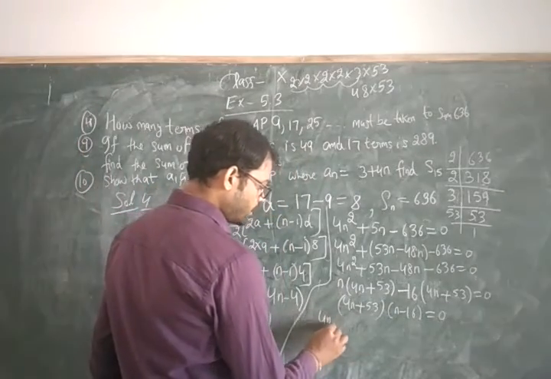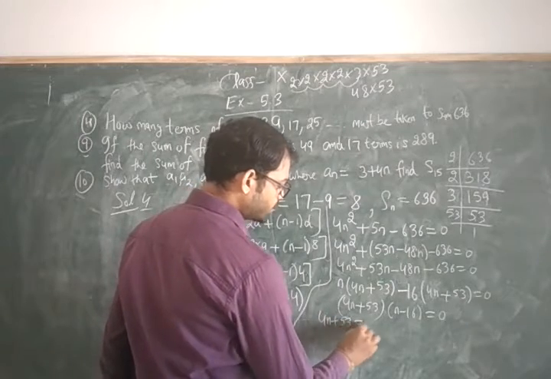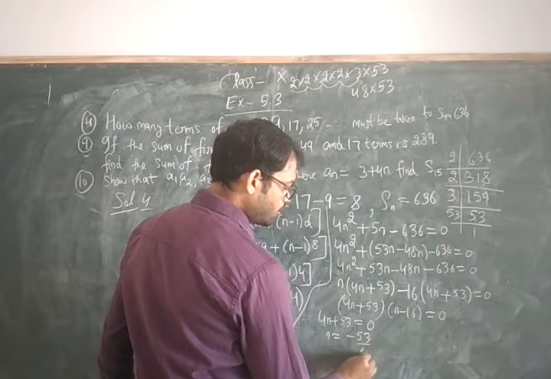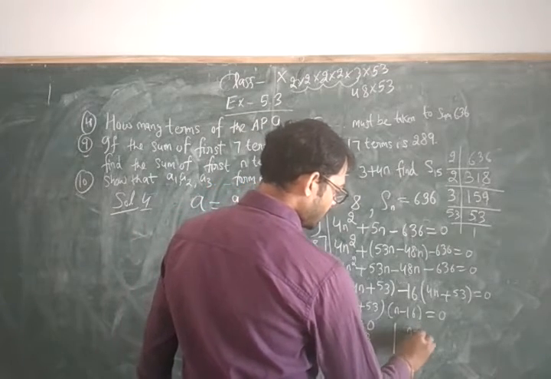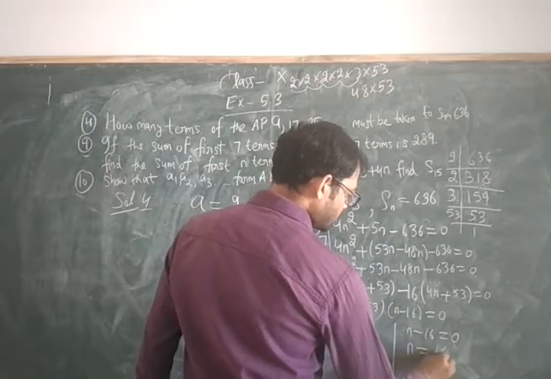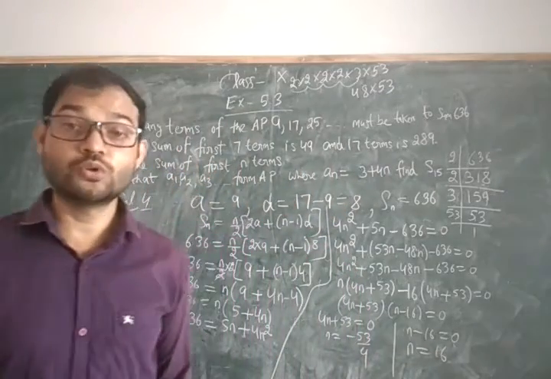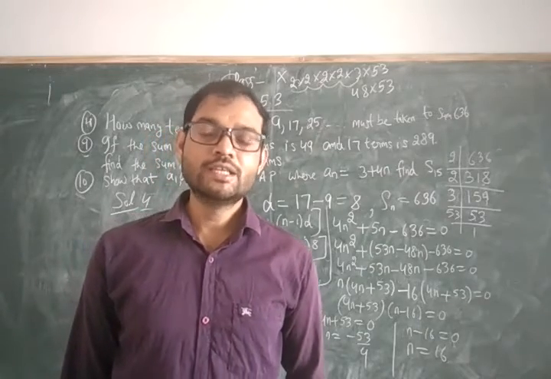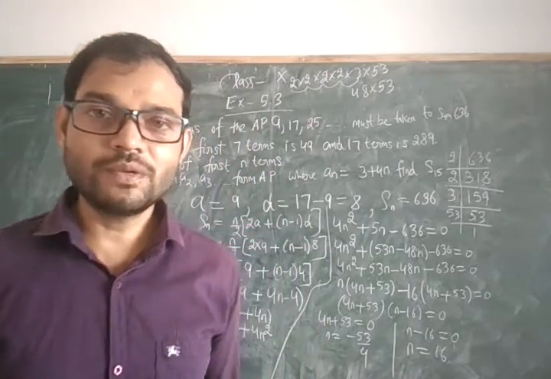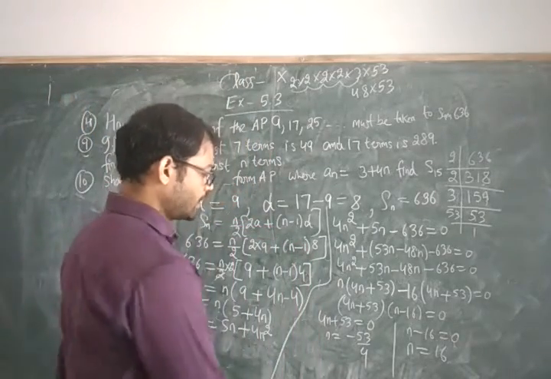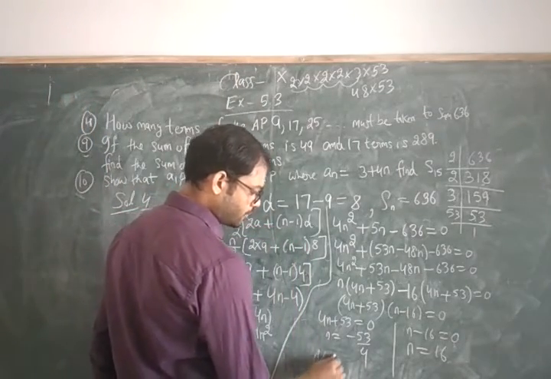So it becomes 4n plus 53 is equal to 0, so n will be minus 53 upon 4. And from here n minus 16 is equal to 0, so n is equal to 16. Now you know very well that if we are finding the quantity for anything, that quantity can never be a negative value and never be a fraction value. So we can say this is not possible.